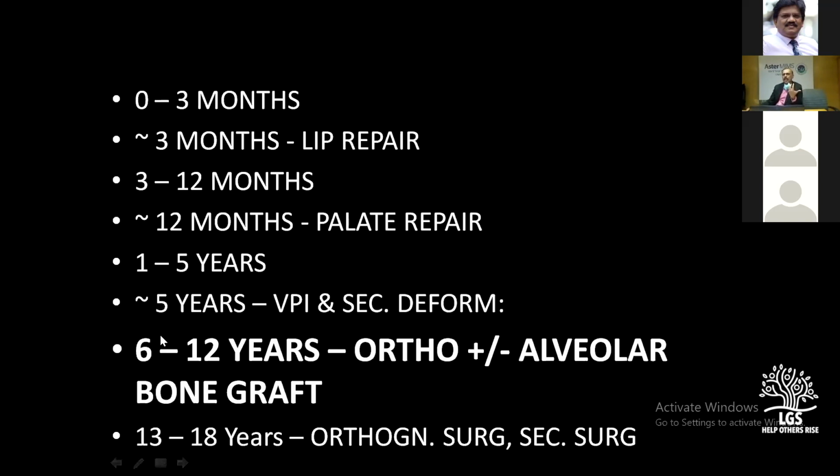The next phase kicks in, which is 6 to 12 years, where the dental surgeon takes predominance. Because by this time, the milk teeth would have fallen out, and the secondary dentition would start coming in, and the secondary dentition needs to be optimized before it starts erupting. Because if it doesn't erupt or it erupts abnormally, then the battle is actually lost at that particular point.